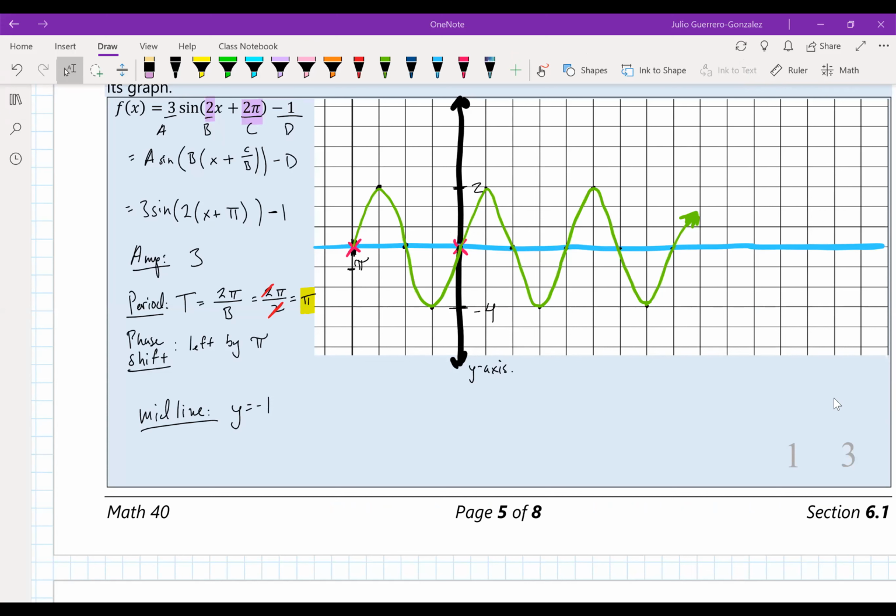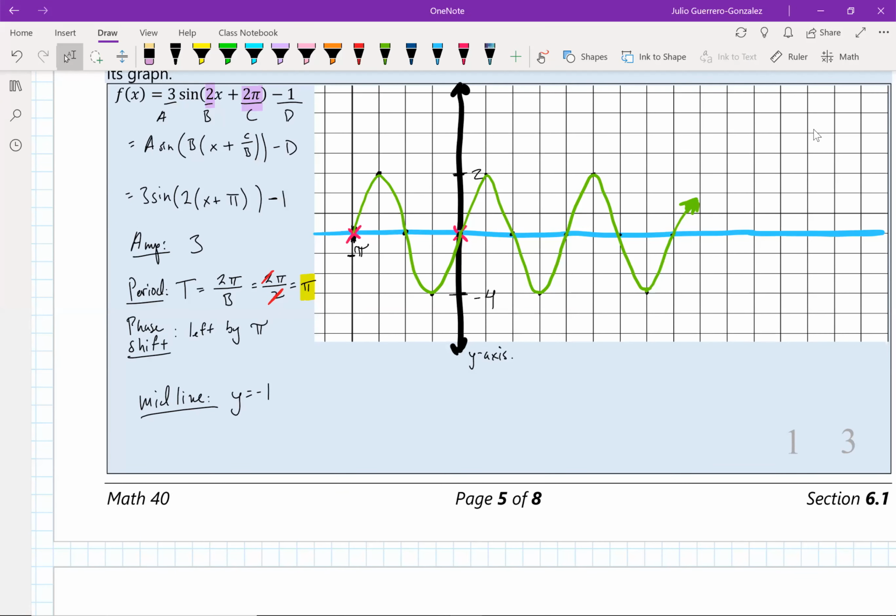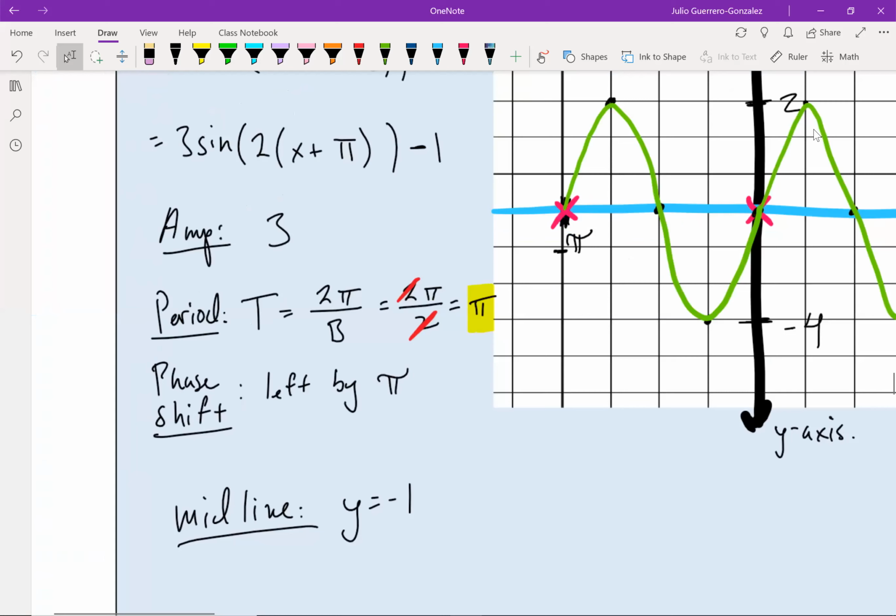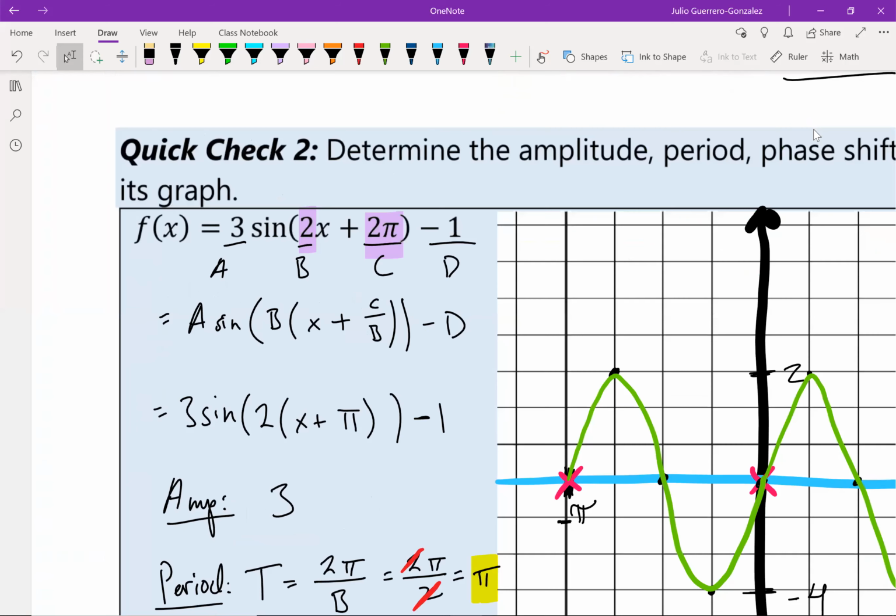Okay. All right, so let me do a quick recap of this right here, of quick check number one, the problem that we did before.